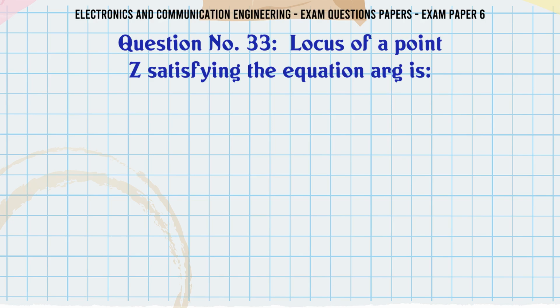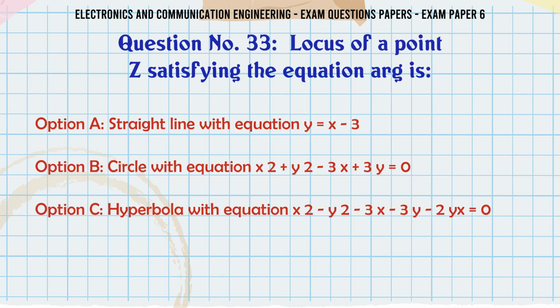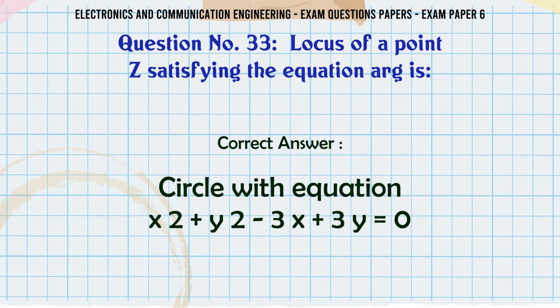Locus of a point Z satisfying the given equation is A) straight line with equation y = x + 3, B) circle with equation x² + y² + 3x - 3y = 0, C) hyperbola with equation x² - y² + 3x - 3y + 2yx = 0, D) none of these. The correct answer is circle with equation x² + y² + 3x - 3y = 0.